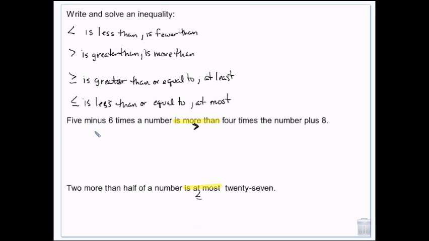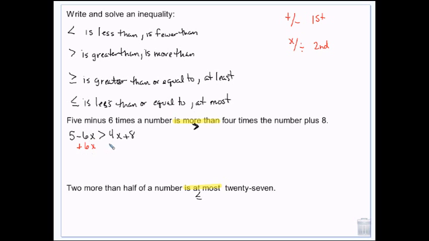Okay. So 5 minus 6 times a number is more than 4 times the number plus 8. We actually have variables on both sides, so we're going to add or subtract to both sides. Our first step is still going to be add or subtract first, and then multiply or divide second. You can either add 6x to both sides or subtract 4x from both sides. You can subtract 5 from both sides, or you can subtract 8 from both sides. It's up to you. But I like to move my variables to the same side first. So do you want to add 6x to both sides or subtract 4x from both sides? Add 6x and positive. Okay.